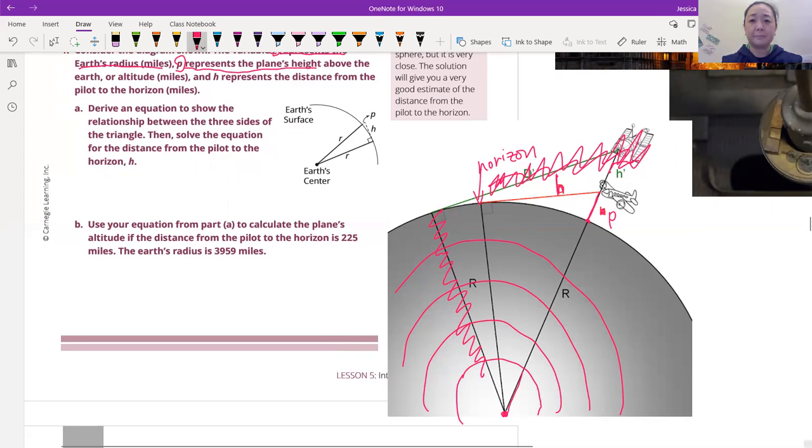Let's take a look here. For letter A, it says derive an equation to show the relationship between the three sides of the triangle, then solve the equation for the distance from the pilot to the horizon, which is the H. So we want H equals at the end. Let's take a look.